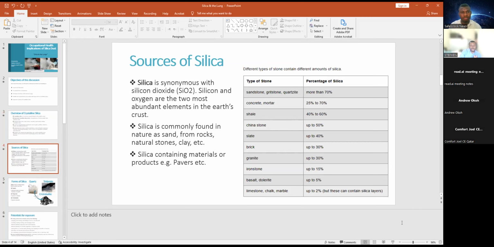Now, when you look at silica, it's synonymous with silicon dioxide, okay? And silicon and oxygen are the two most abundant elements in the Earth's crust. Silica is commonly found in nature as sand, from rocks, natural stone, and clay. Silica is also contained in minerals or products, like pavers, etc. If you look at the table, you will be able to get the percentage concentration we can find in these different kinds of stone, as projected here.